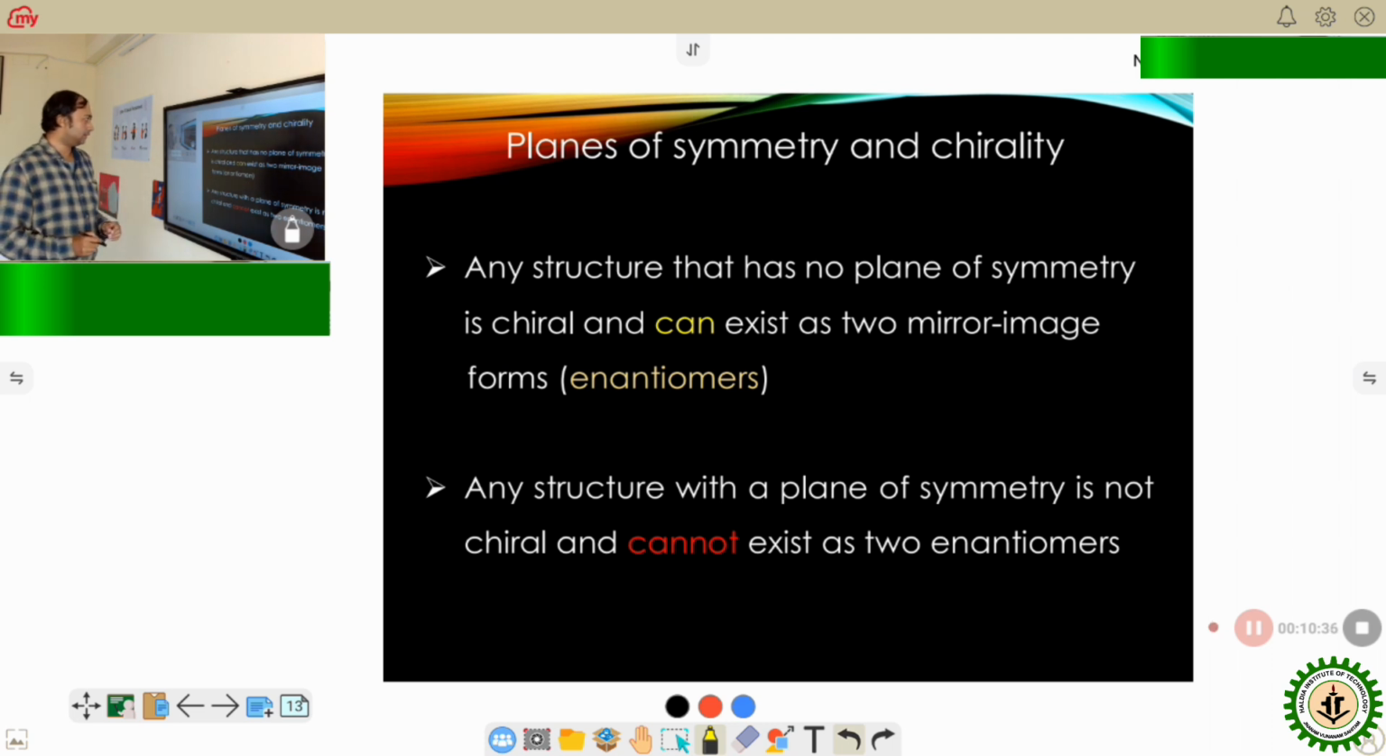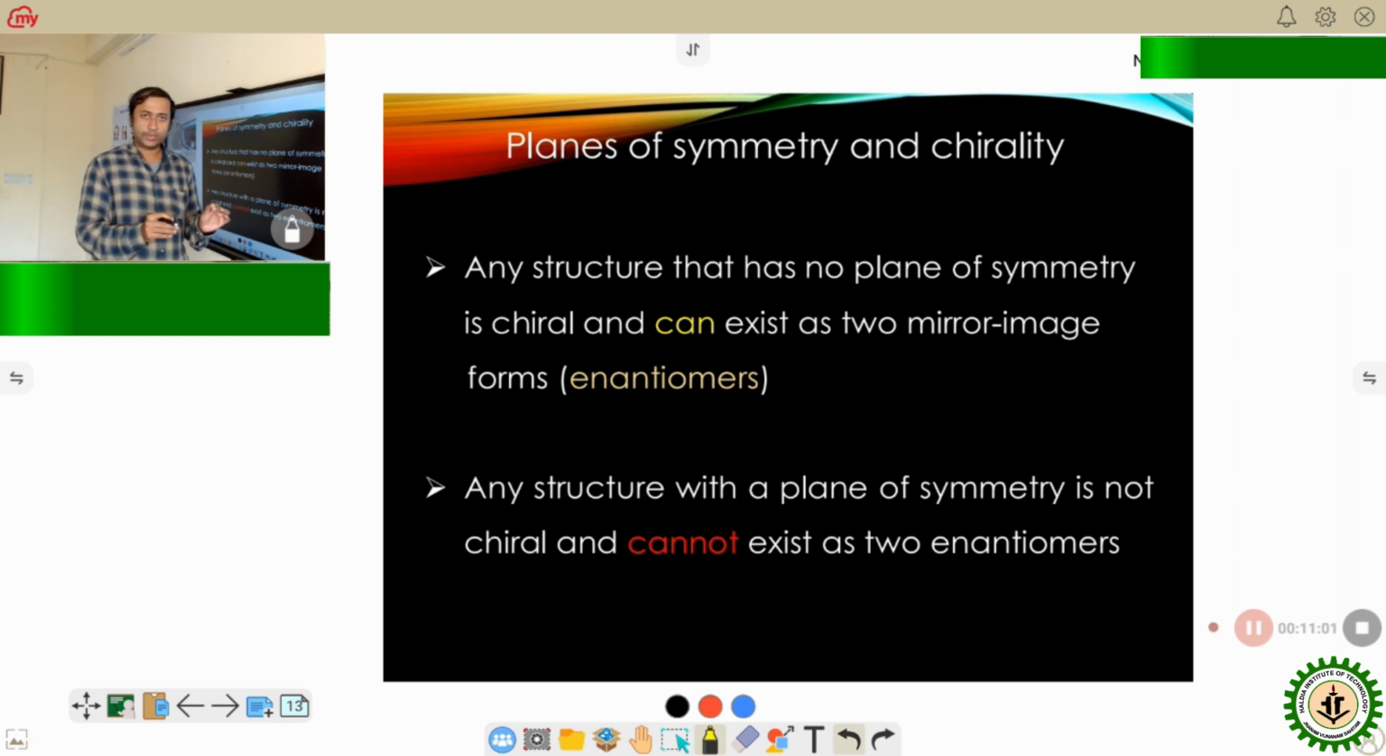Okay, so the basic two points I have discussed so far are that any structure that has no plane of symmetry is chiral and can exist as two mirror images, forming enantiomers. And any structure with a plane of symmetry is not chiral and cannot exist as two enantiomers. So these are the most basic points about chiral molecules, about chirality.